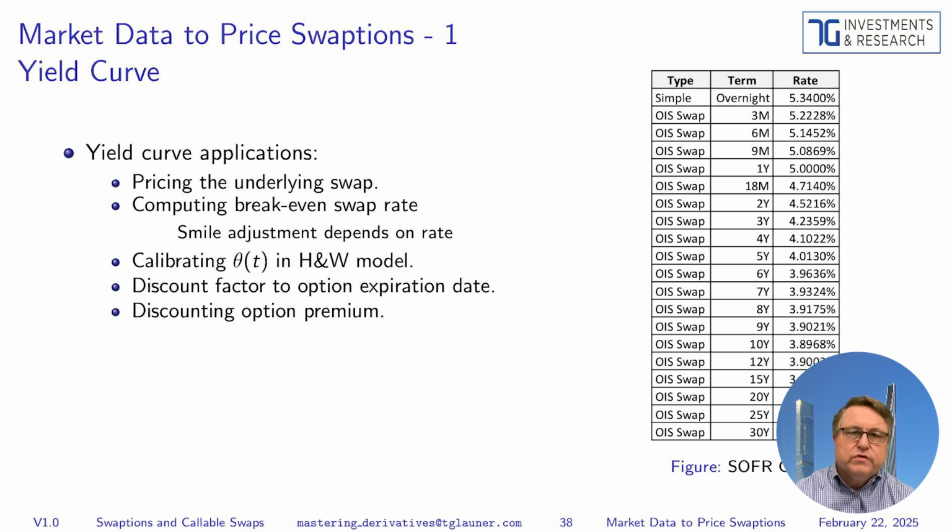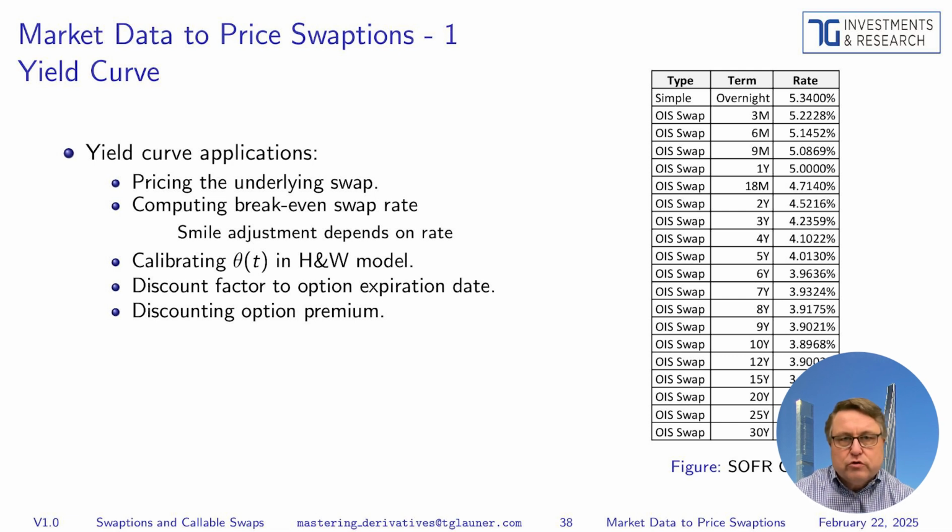The yield curve is used for several purposes. One is for pricing the underlying swap. The yield curve is used to project floating rates and discount cash flows. 2, computing the break-even swap rate. This involves calculating the specific swap rates of the calibration instruments at which the present value of fixed leg payments equals that of floating leg payments. The smile adjustment is based on this rate and the strike.